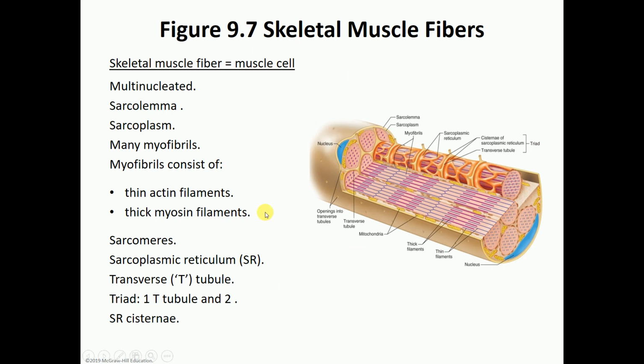This is what a skeletal muscle fiber looks like. And because it's a big cell, they are multinucleated. So you can see multiple nuclei for each cell. The cell membrane surrounding it is known as the sarcolemma. So sarco means flesh. Again, your sarcolemma is the cell membrane of the muscle fiber. Sarcoplasm is just the cytoplasm, but again, because it's the cytoplasm of muscle, we call it a sarcoplasm.